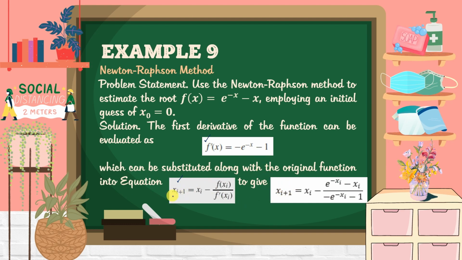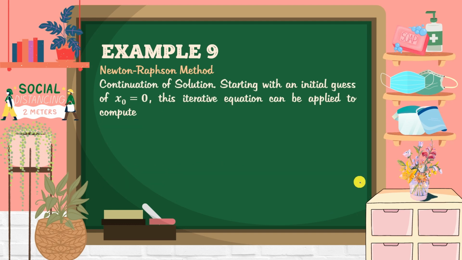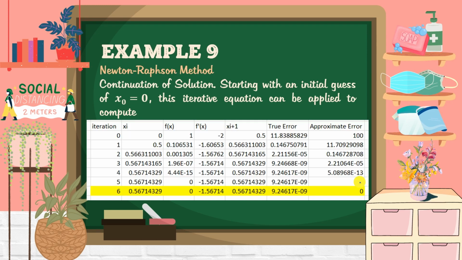It will give x sub i plus 1 equals x sub i, and substituting the function of x sub i, which is the given function, e raised to negative x sub i minus x sub i, all over the first derivative of the function x sub i, which is negative e raised to negative x sub i minus 1. Continuing the solution, starting with an initial guess of x sub 0 equals 0, this iterative equation can be applied to calculate and be represented in this particular table.